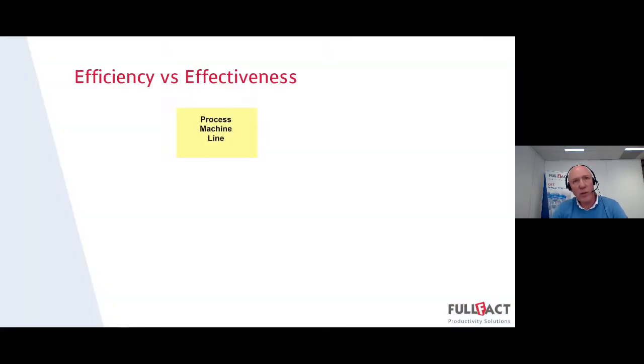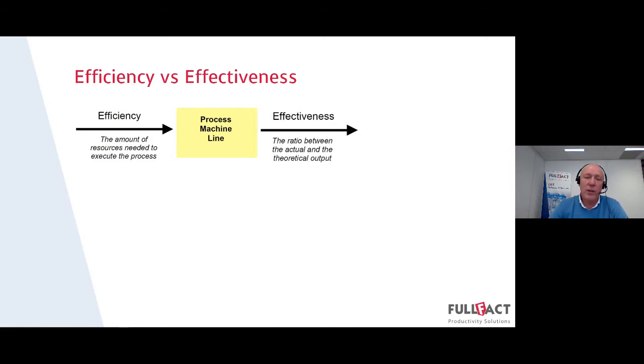We have a process, a machine line, the main process, production, adding value to a product. But first of all, the product has to be entered into the machine. That's where the efficiency comes in: the amount of resources needed to execute the process. Effectiveness is the ratio between the actual and theoretical output. I always compare it to soccer. The way you get to the goal of the opposite side, that's efficiency. And if you make a goal out of it, yes or no, that's effectiveness. So it's all about the products that come out of your production line.